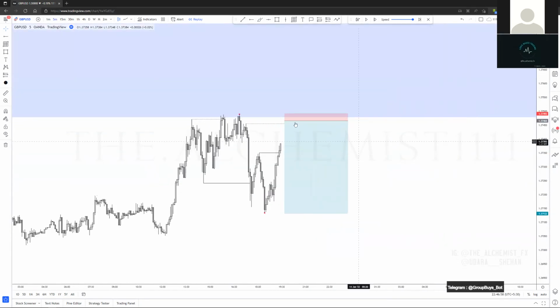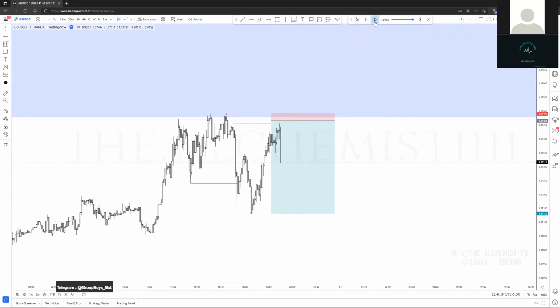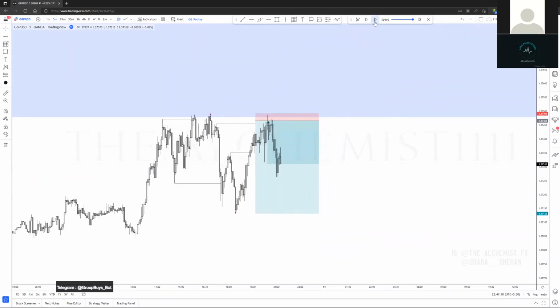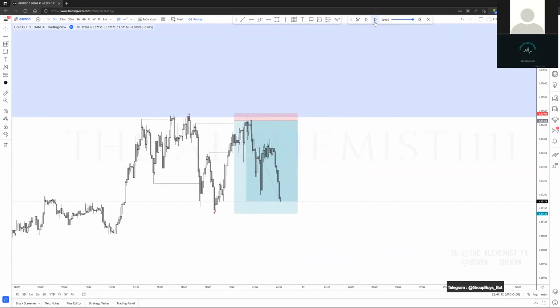Strong high on the H1, internal range liquidity on the 5-minute, and everything is coming from the weekly point of interest. So which means our targets will be longer. Okay, our targets will be longer. So let's see. There we go. Tapped, and then comes the drop.